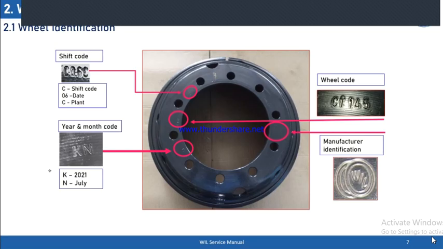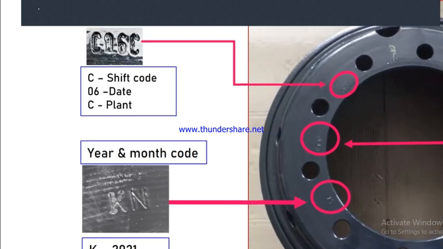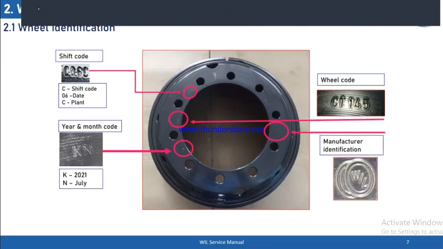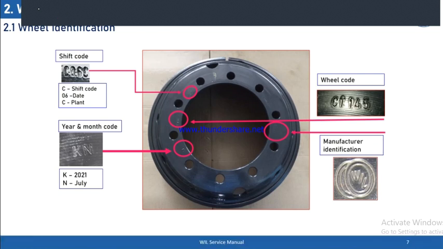Identification: how to identify a wheel, the batch code, the wheel code marking and the manufacturer identification. In the wheel disc, on the right-hand side, the wheel code will be there: CG145 means commercial truck 145S, followed by a unique serial number for this wheel. Below that is the manufacturing identification. Our Wheels India marking will be WL with a round logo.